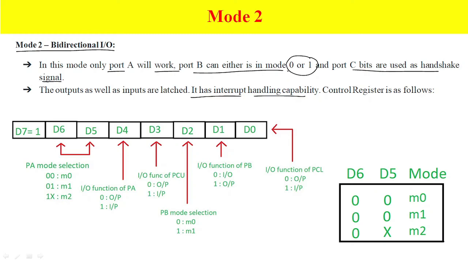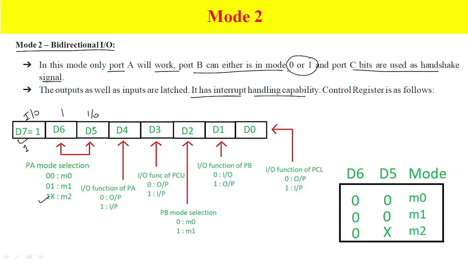Control register is as follows. For mode 2, you can see D7 should be 1 for IO mode because it is a part of IO mode. So for selection of mode 2, what should be the value of D5 and D6? For mode 2, it should be 1 1 or 1 0.